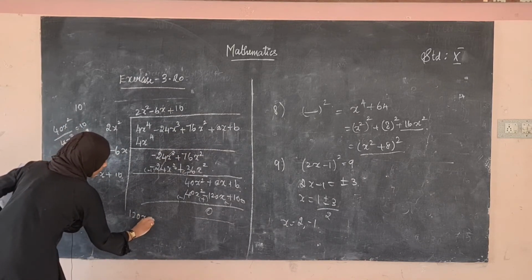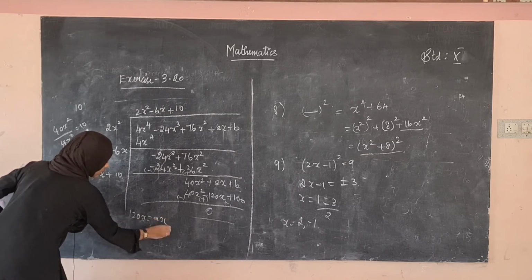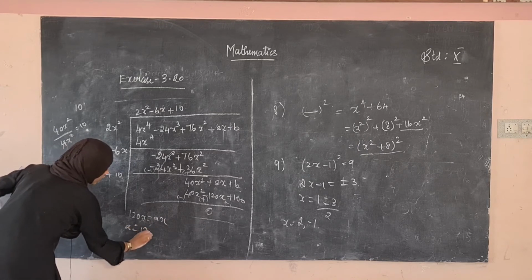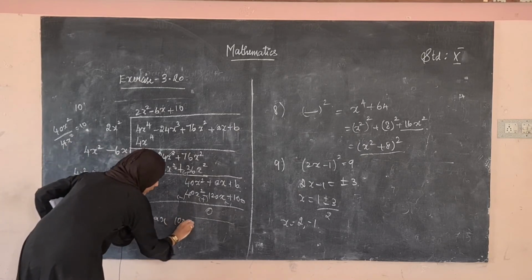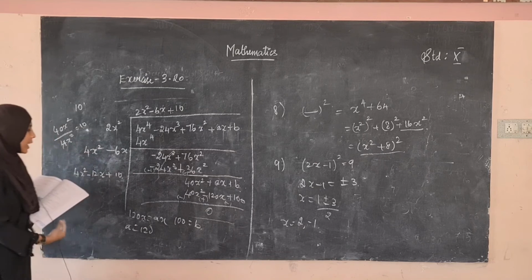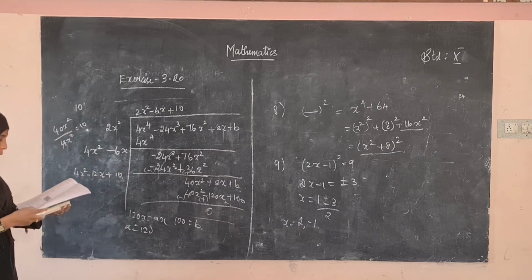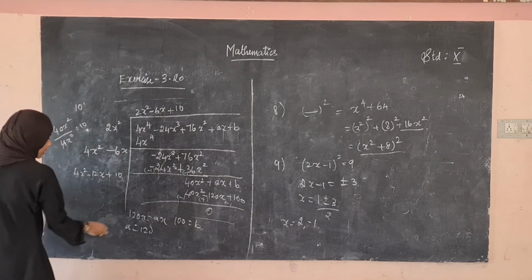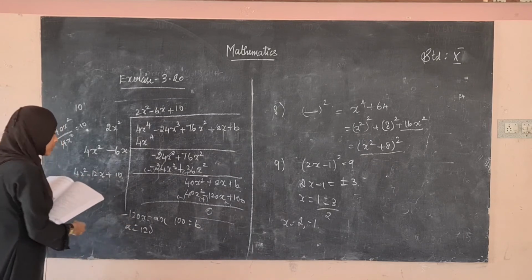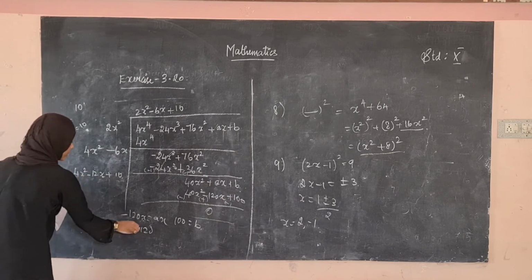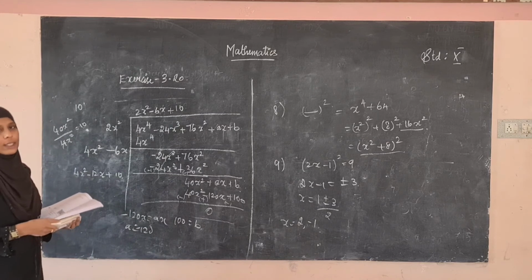That is 120x, equal to ax. So a is equal to 120, and here 100 is equal to B. That is, B's value is 100 and A's value is 120. So what's the answer? It is minus 120. Okay, so it is minus 120. So what's the option? The option is C.